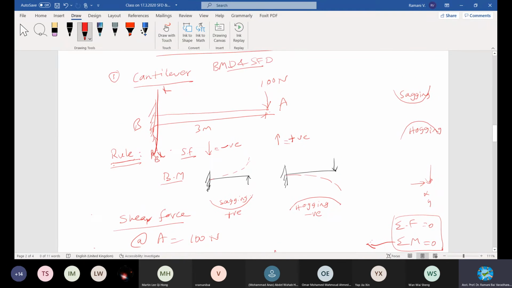When you apply sigma M equal to 0, you start from A. From A, it is 100 times, how much is this? 0, isn't it? This loading into this is clockwise or anti-clockwise? Keep the clock at this point. What will be the rotation of 100? Is it clockwise or anti-clockwise?